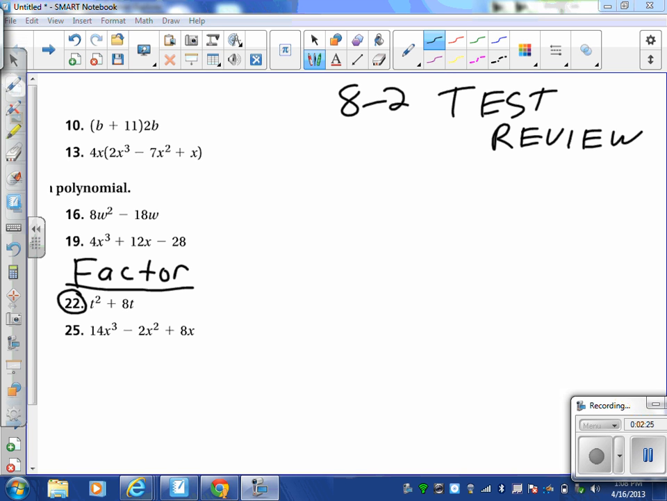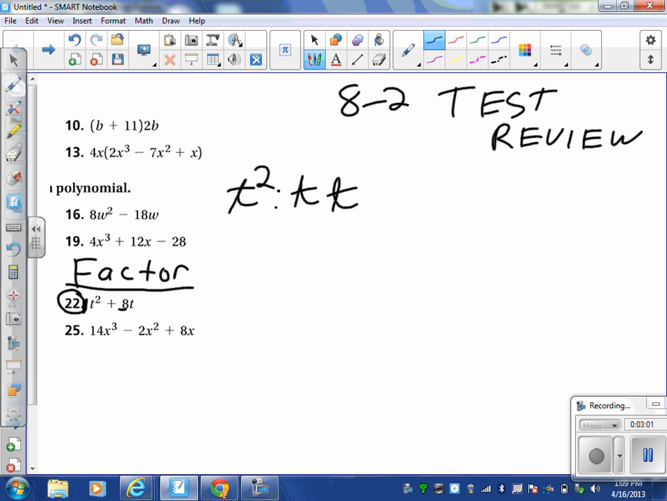For the next problem, number 22, we have t squared plus 8t. If you look at this problem, there's an 8 right here, but this other number doesn't have a number. It has an invisible 1 there. And 1 isn't part of your greatest common factor, so this one right here is not going to have a number as a greatest common factor. So if I'm looking at t squared, there's no number, so how many t's do I have to write here? 2. So I'm going to write 1t and then another t.